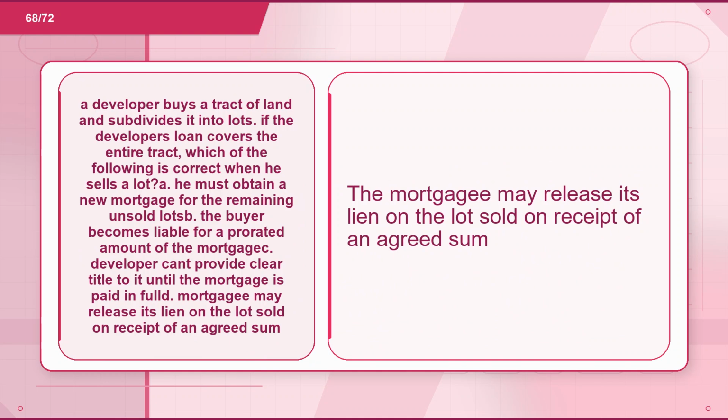Flashcard 68, term: a developer buys a tract of land and subdivides it into lots. If the developer's loan covers the entire tract, which of the following is correct when he sells a lot? A. He must obtain a new mortgage for the remaining unsold lots. B. The buyer becomes liable for a prorated amount of the mortgage. C. Developer can't provide clear title to it until the mortgage is paid in full. D. Mortgagee may release its lien on the lot sold on receipt of an agreed sum. Definition: the mortgagee may release its lien on the lot sold on receipt of an agreed sum.